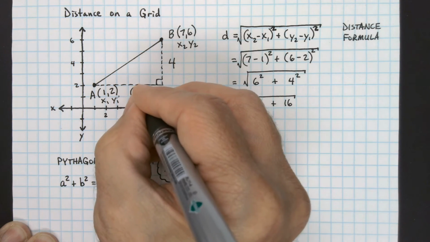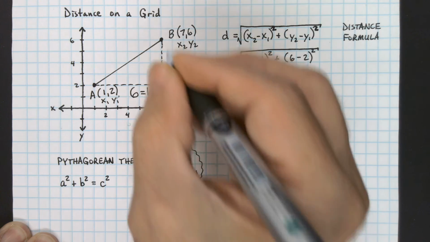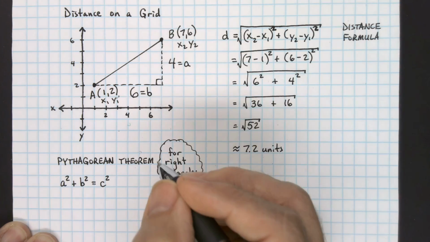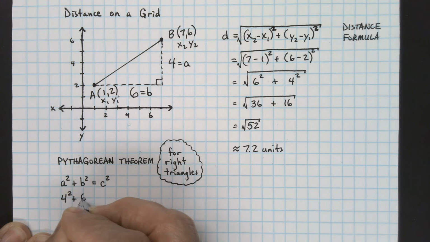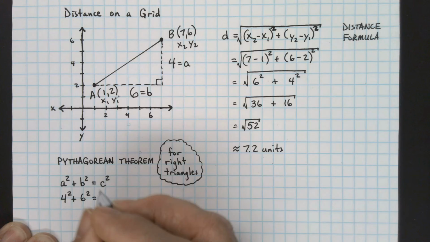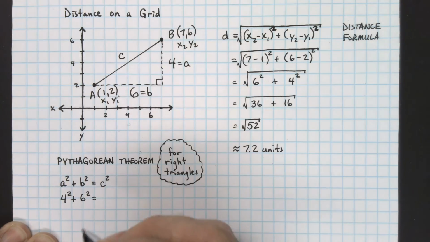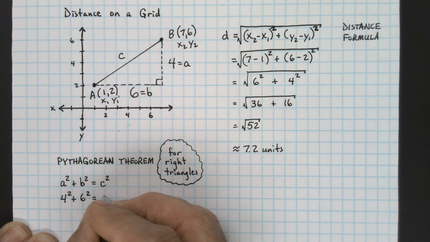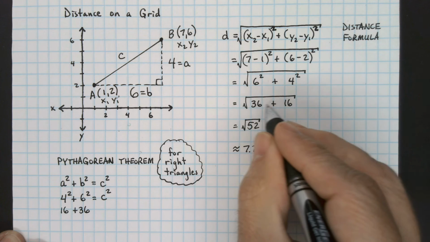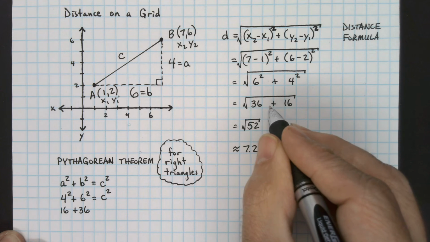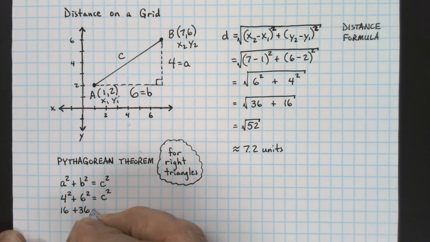And I'm going to call this side B. I'm going to call this side A. So this would be 4 squared plus 6 squared equals, and the missing part that we're looking for in the Pythagorean theorem would be C. That's the length of the hypotenuse of the right triangle. Well, 4 squared plus 6 squared, that's 16 and 36. Notice that these numbers are getting referenced again. That's going to be 52.